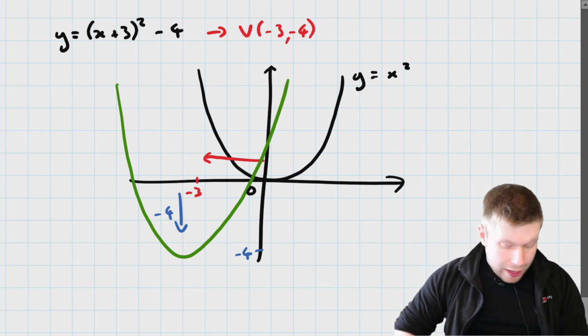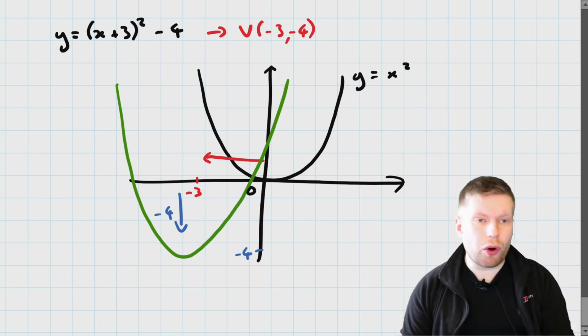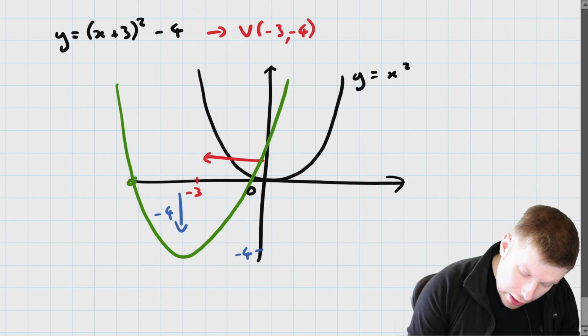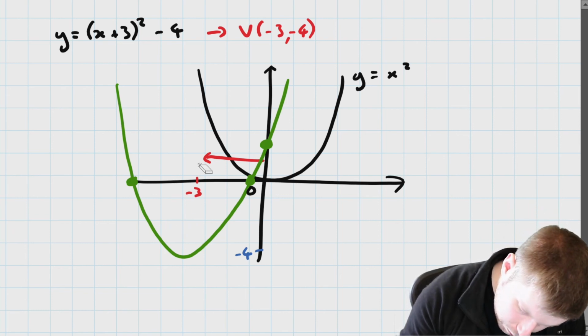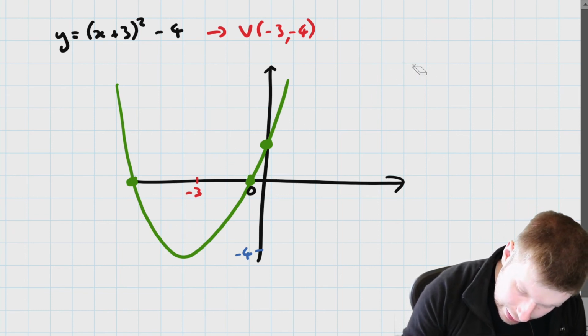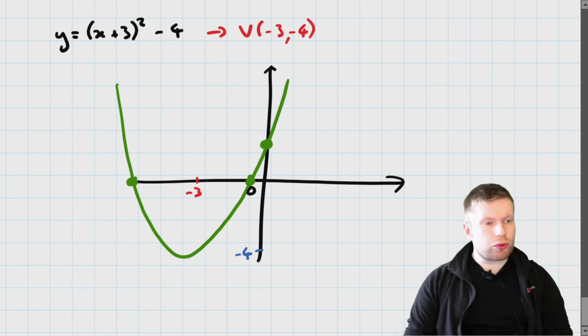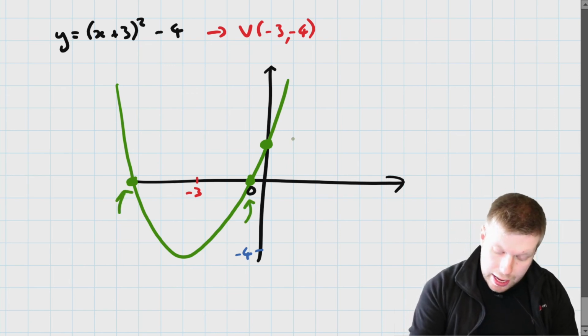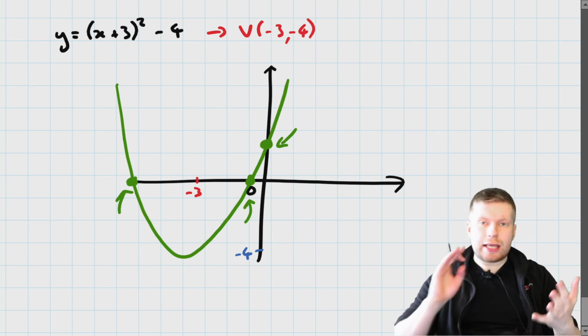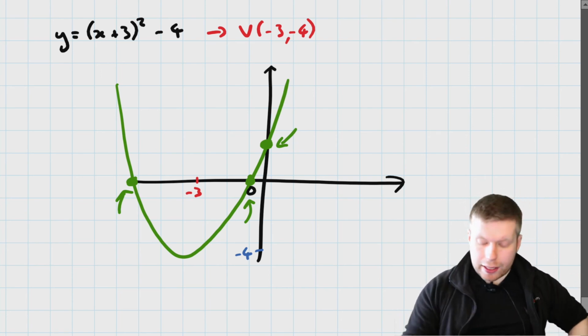But are you happy that it actually is going to cross the axes? It's going to cross the axes here, here, and also up here. So if I get rid of everything else, we don't even need the original y equals x squared graph on there. There are 3 points where it crosses the axes. It crosses here, here, and here. So it crosses the x-axis twice and it crosses the y-axis once.